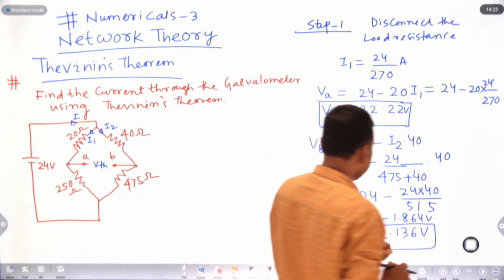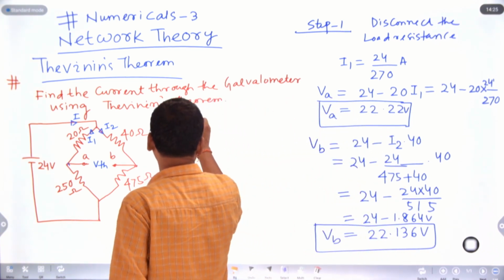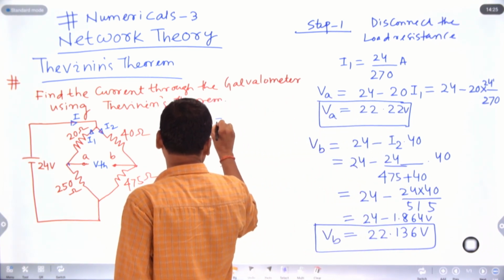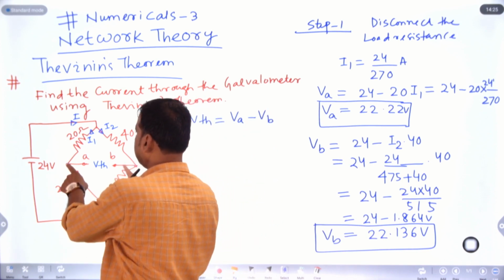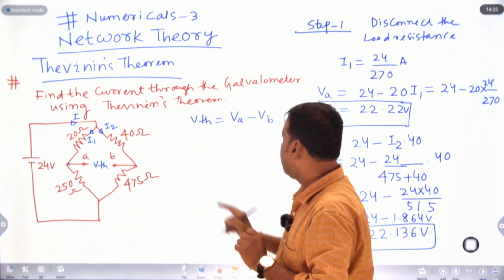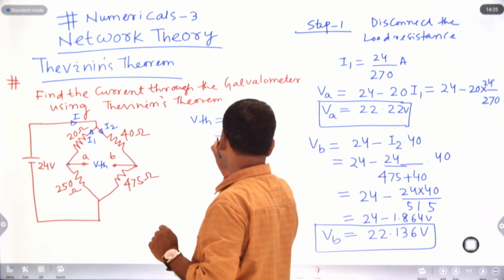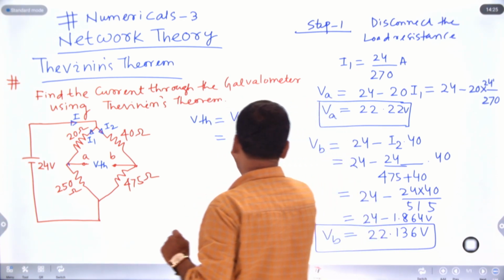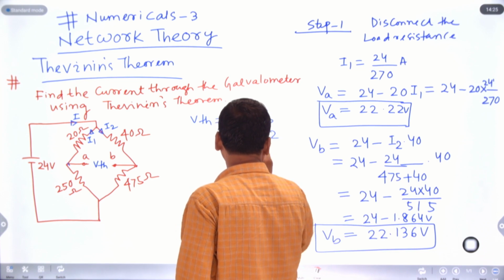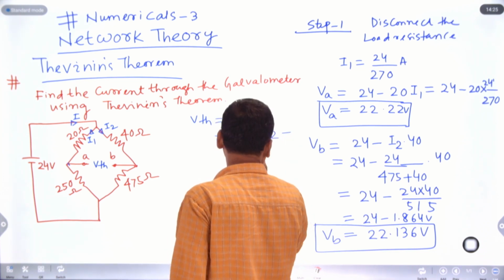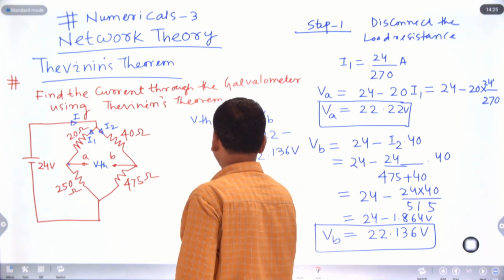to 22.136 volt. Then find out VTH. VTH is nothing but Thevenin's voltage. VTH equals VA minus VB, the potential at this point minus the potential at this point, and this is nothing but the open circuit voltage or Thevenin's voltage. So VA is 22.22 volt minus 22.136 volt. What is the value here?